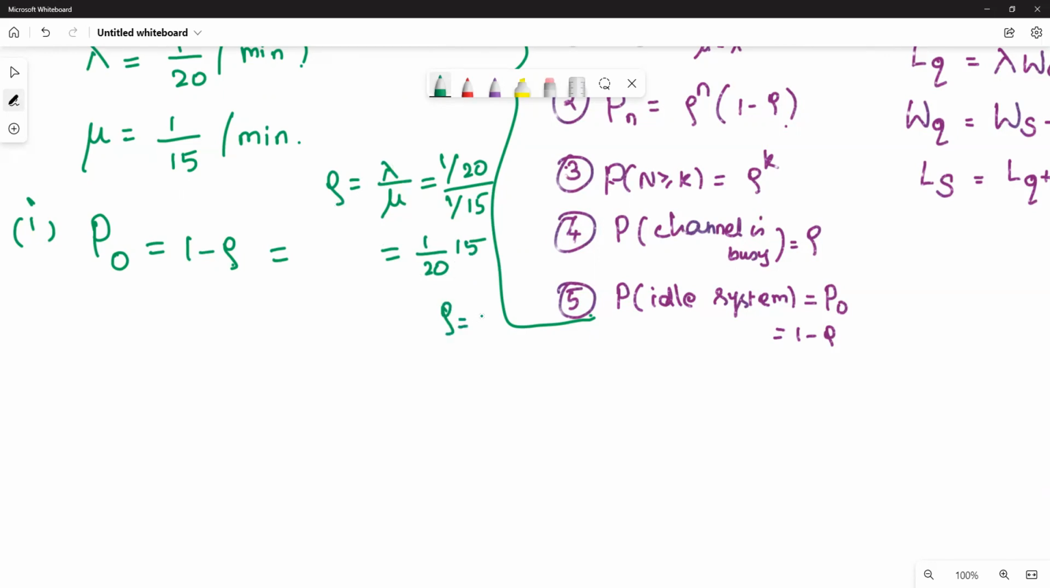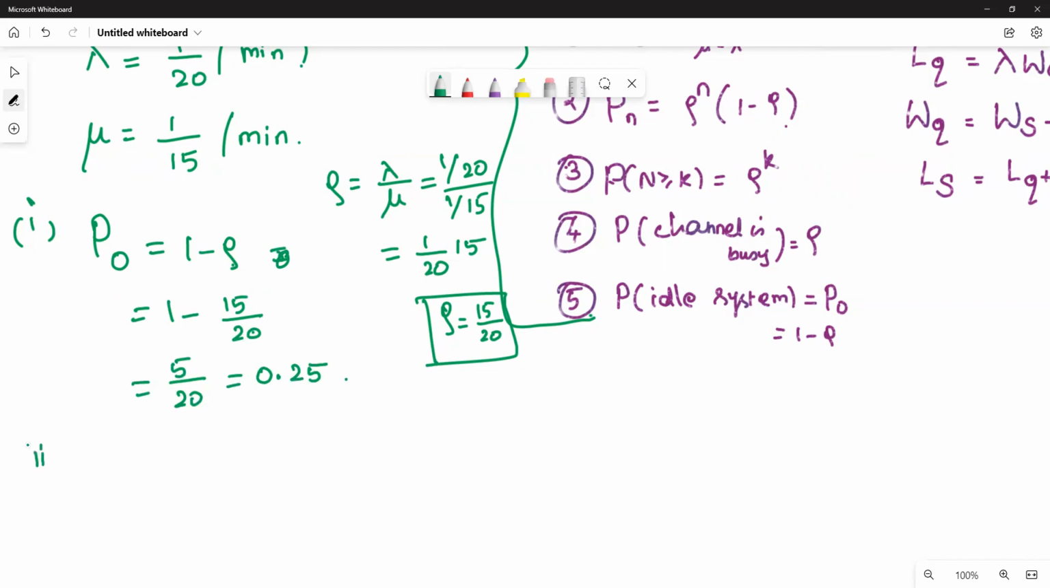Okay, we'll use this rho. So we'll find it and we'll keep it. Wherever we want, we'll use it. Okay. So 1 minus rho, that is 1 minus 15 by 20. That is 5 by 20. What is 5 by 20? 0.25. This is the probability that the arriving customer need not wait. That is the probability that the system is empty, idle.